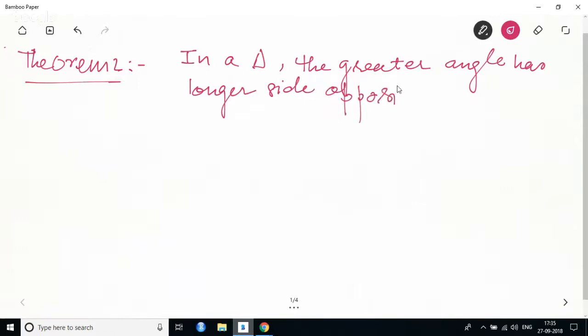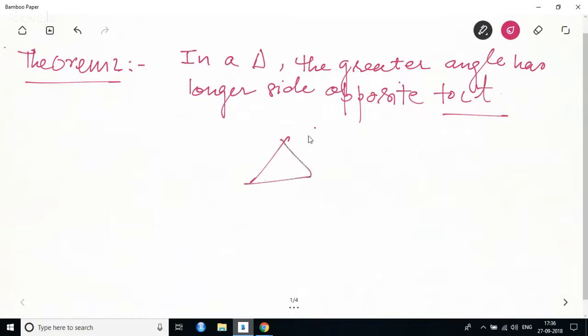Now always remember, in a converse kind of theorem, I'll utilize the first theorem. So in this theorem, which theorem will I utilize? I'll utilize the theorem that I just proved, that the longer side has the greater angle opposite to it. Now I have to prove that the greater angle has the longer side opposite to it. So try to understand this theorem. Proof of this theorem is very easy.